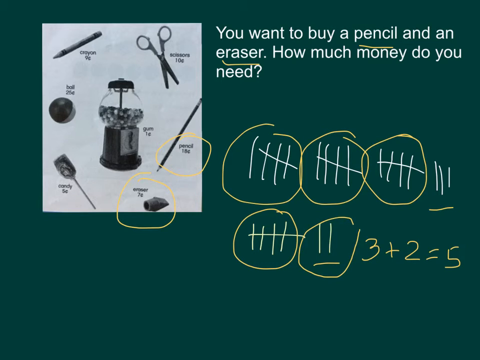So that was 1 more group of 5. Then I counted my 5 groups. I had 1, 2, 3, 4, 5 groups of 5, or 5, 10, 15, 20, 25. So I will need 25 cents to be able to buy both the pencil and the eraser.